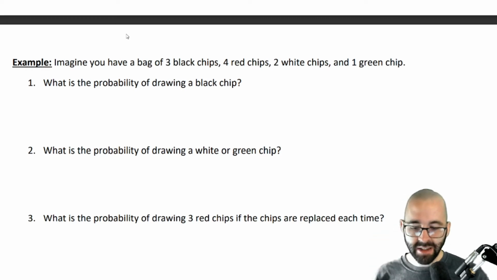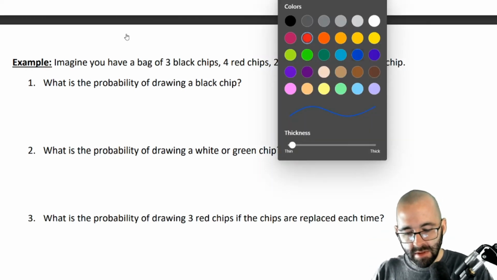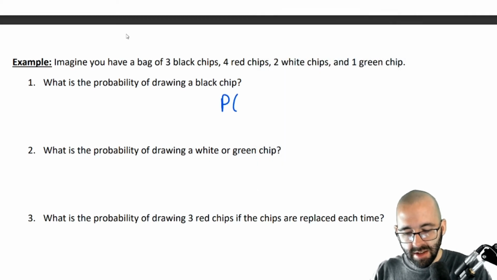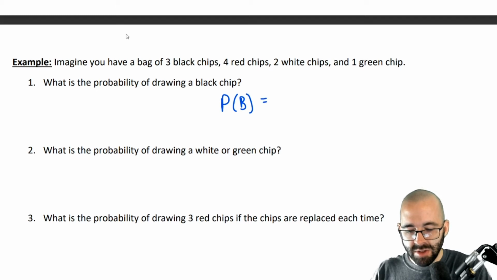So, what's the probability of drawing a black chip? The probability of, I'm also pretty hungry right now, drawing a black chip is just the number of black chips divided by the total.